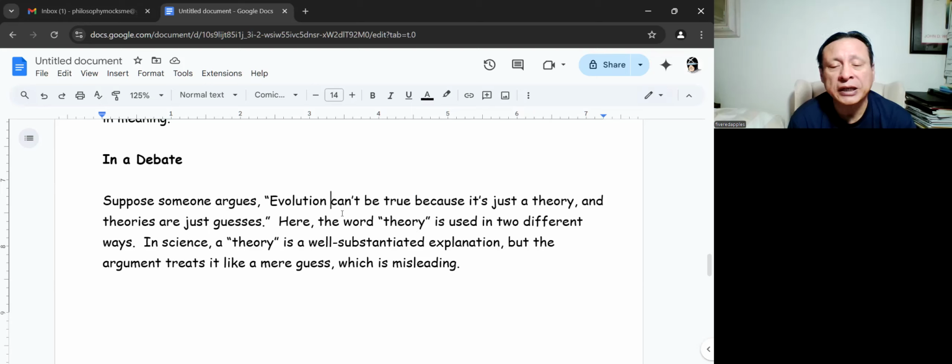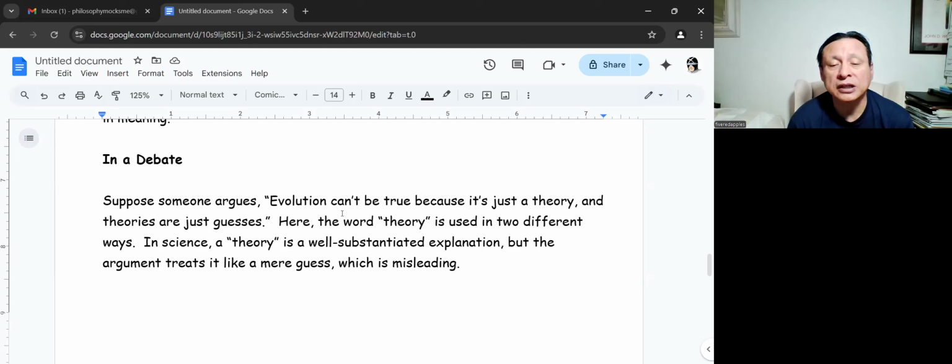And so the explanation is that here the word theory is used in 2 different ways. In science, a theory is a well-substantiated explanation, right? There's a lot to be said for this theory. There's a lot of evidence lending credibility to this theory, to the fact that it very likely seems to be true. Think about gravity. Gravity is a theory. It's just a theory. But we take it for granted. It's almost like a truism, or it's like a fact. Nobody doubts gravity, the theory of gravity, how gravity works.